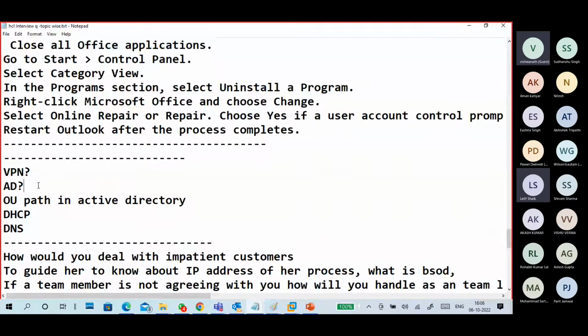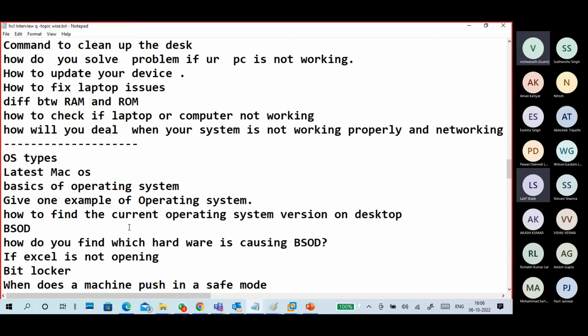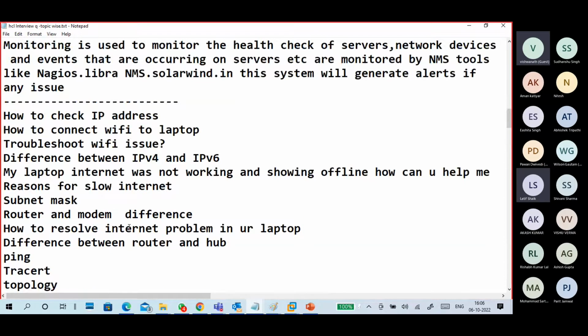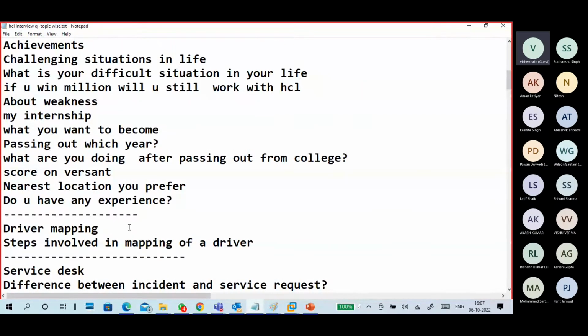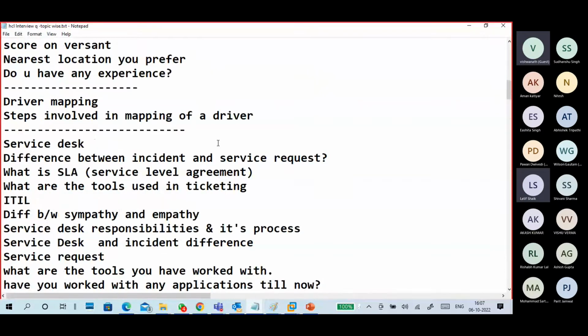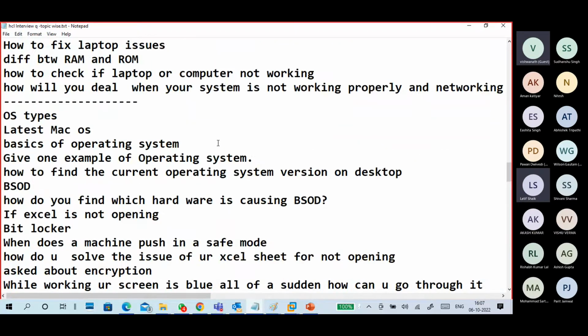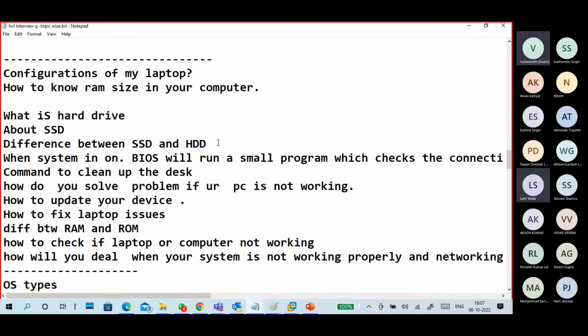What is VPN, AD, OU, DHCP and DNS? Anything we missed? That's it. So these are the different types of questions, guys. In a technical way, we are done maximum. Only the hardware components like RAM and ROM, what is CPU, what is hard disk, what is BIOS, what is SSD, what is hard disk.